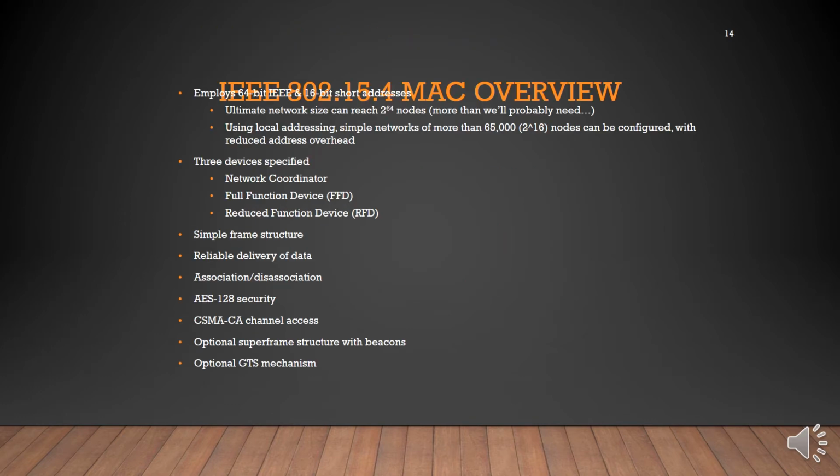64-bit to 16-bit addressing. The ultimate network size is 2 power 16, that is 65,536. Three devices are specified: network coordinator, full function device, and reduced function device. Simple frame architecture, reliable delivery of data, association and disassociation. AES, the advanced encryption standard, with 128 bit. CSMA-CA, carrier sense multiple access with collision avoidance. Optional superframe structure with beacons.